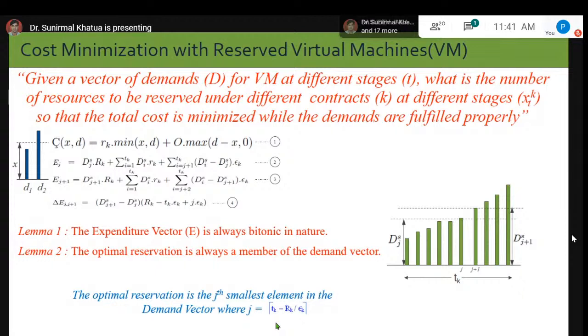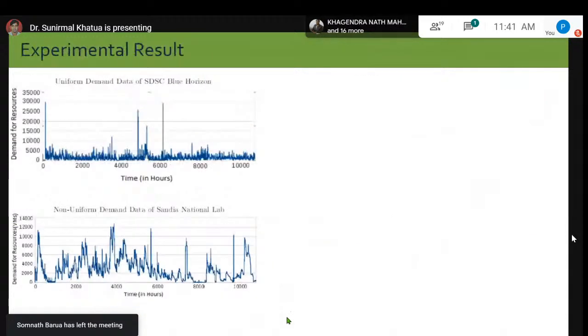You do not need to sort the demand vector at all. Without sorting it, we can find the jth smallest element. So we can find the amount to be reserved in order of n. After that, we perform some experiments on it.